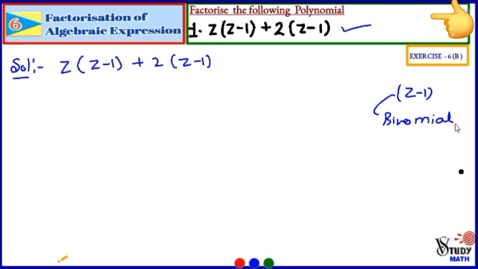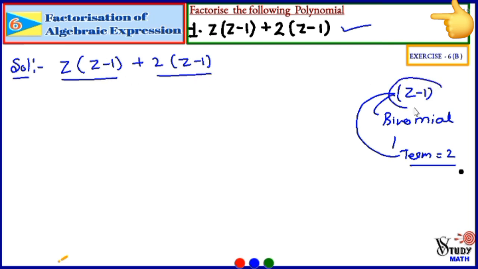Binomial algebraic expression, or you can say binomial polynomial, because it has two terms. Why is it binomial? Because it has two terms. The number of terms here is 2. And this is the first term of this algebraic expression and this is the second term. And in both the terms we have this z - 1. This binomial is common here. So we take this as common. z - 1 is common here.